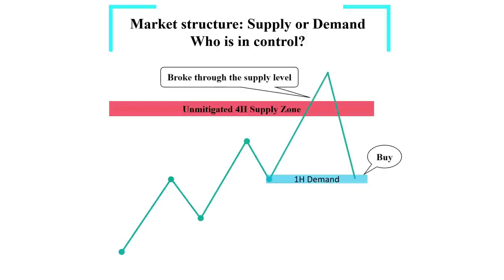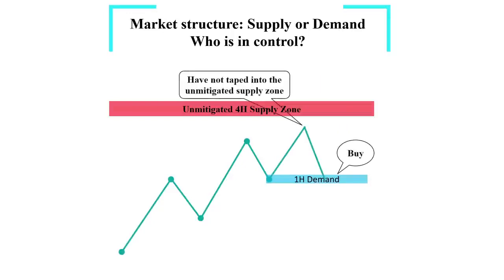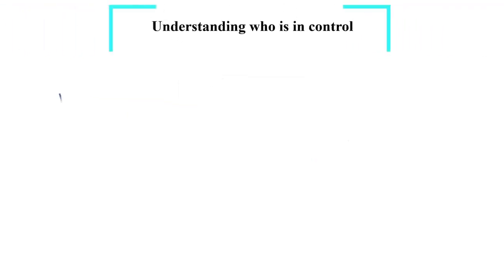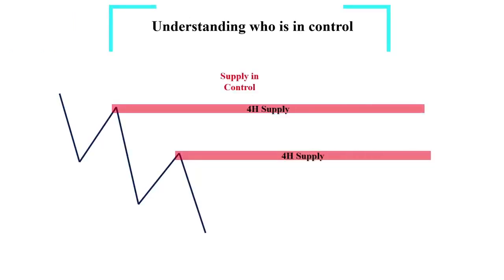First, the price broke through the supply level, giving us a bullish higher timeframe bias. Second, the price broke the structure but has not reached the unmitigated supply zone yet. Now let's have an example to explain how to establish which side is in control.